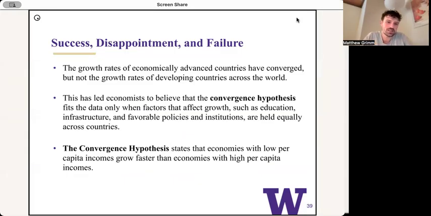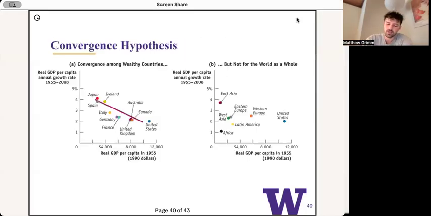Okay. So the growth rates of economically advanced countries have converged, but not the growth rates of developing countries across the world. So this has led economists to believe that there is such thing as a convergence hypothesis, which fits the data only when factors that affect growth, such as education, infrastructure, favorable policies and institutions are held equally across countries. So the convergence hypothesis says that economies with low per capita income grow faster than economies with high per capita income. Okay. The convergence is that everyone kind of catches up to the very developed nations eventually.